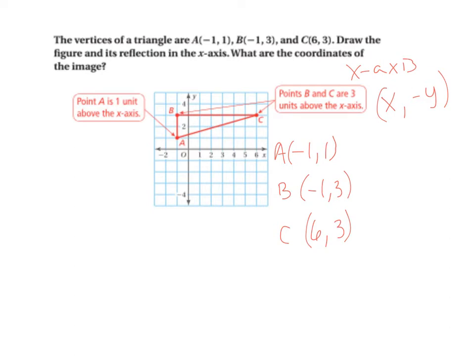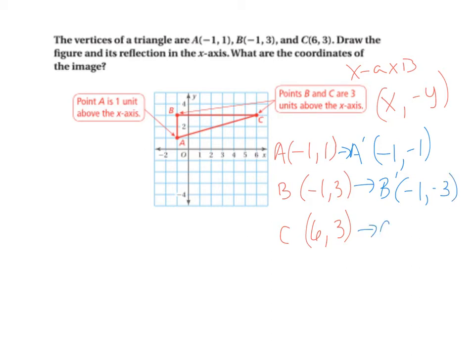So x stays the same. If you can identify which one is the x value, it's always the first number. This part is going to stay the same. So A prime is going to be: x stays the same, so that's still -1, and then we take the opposite of the 1, which is -1. On letter B, B prime, x stays the same, opposite of y, so this is 3, the opposite of 3 is -3.